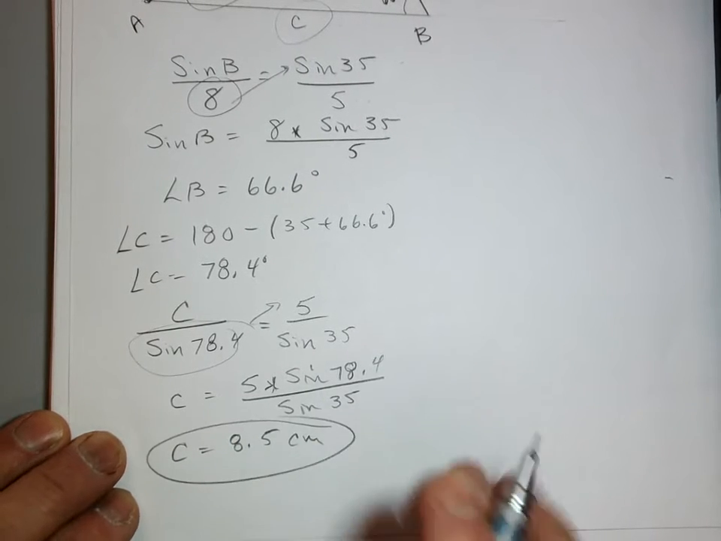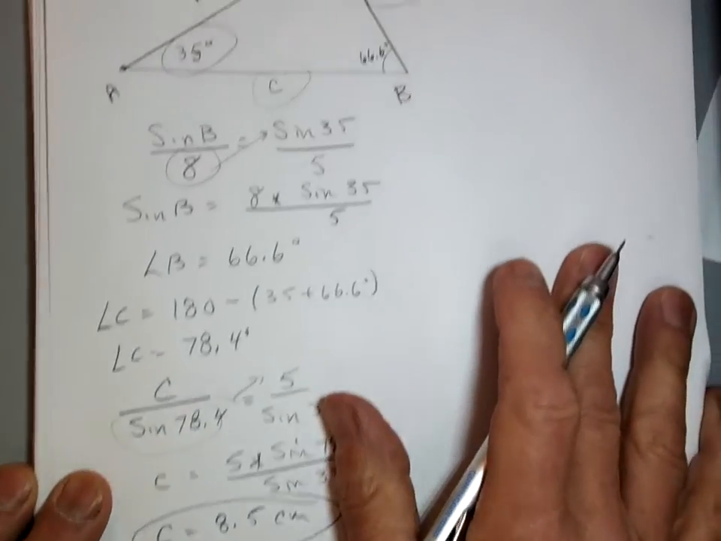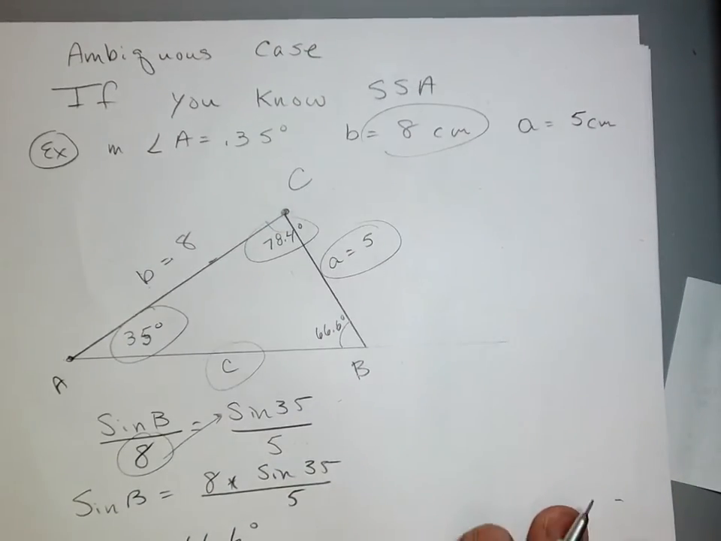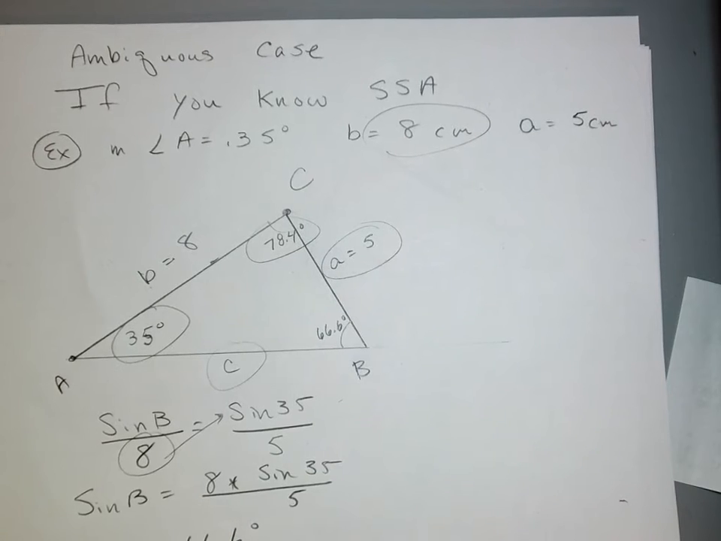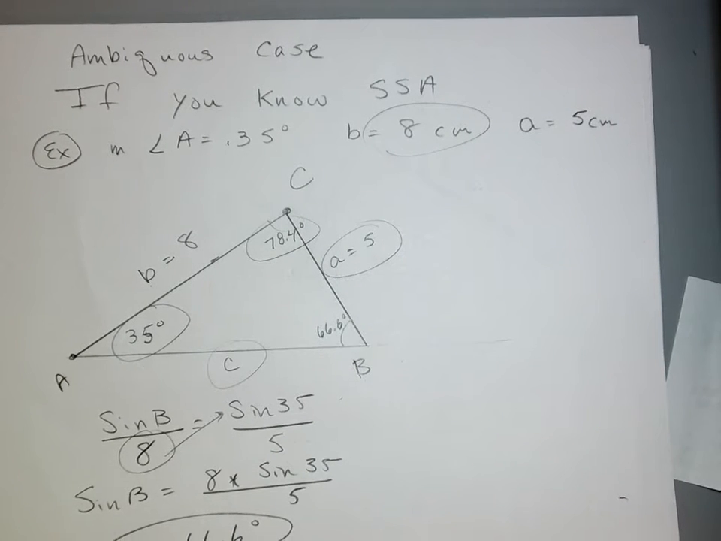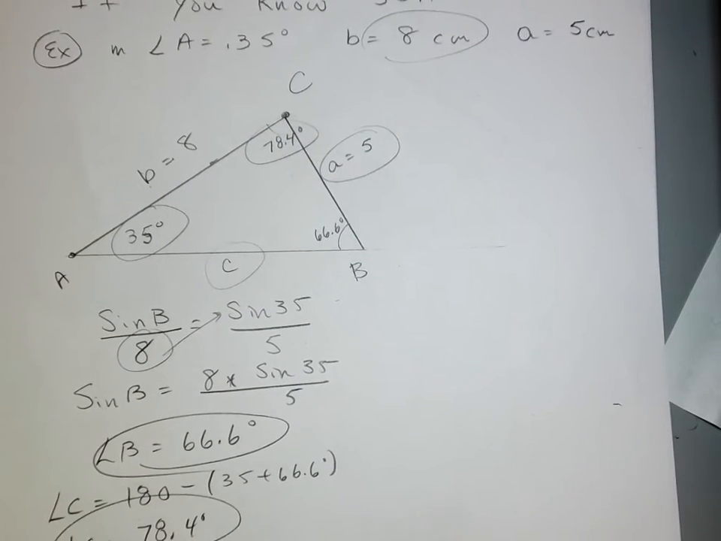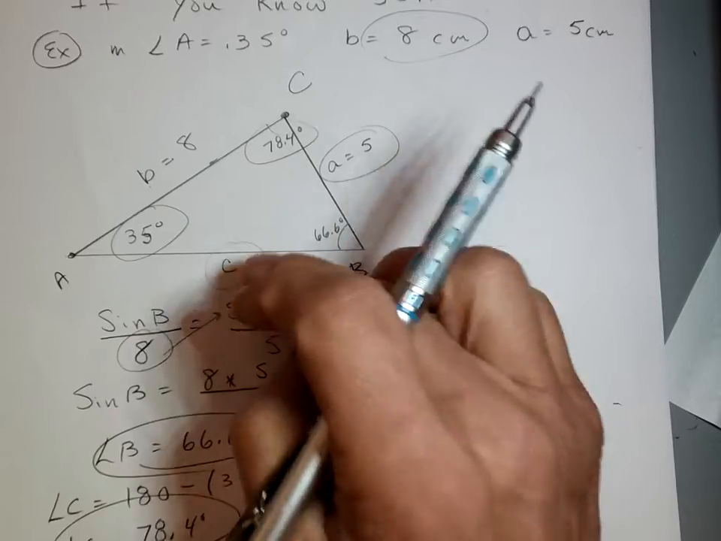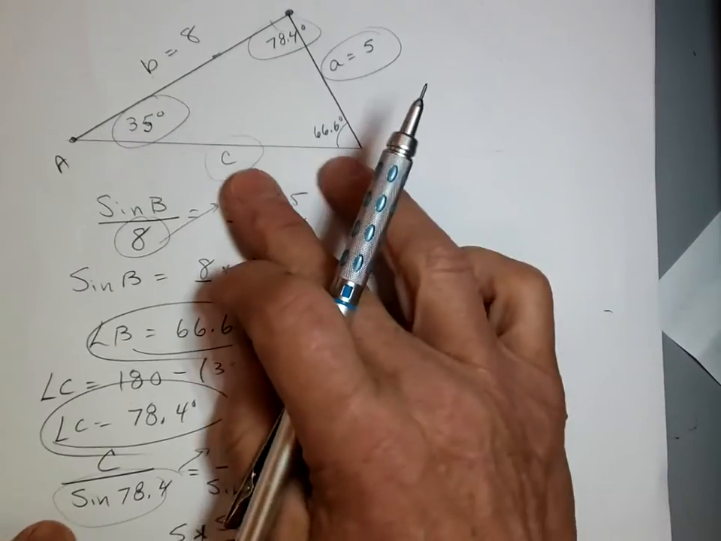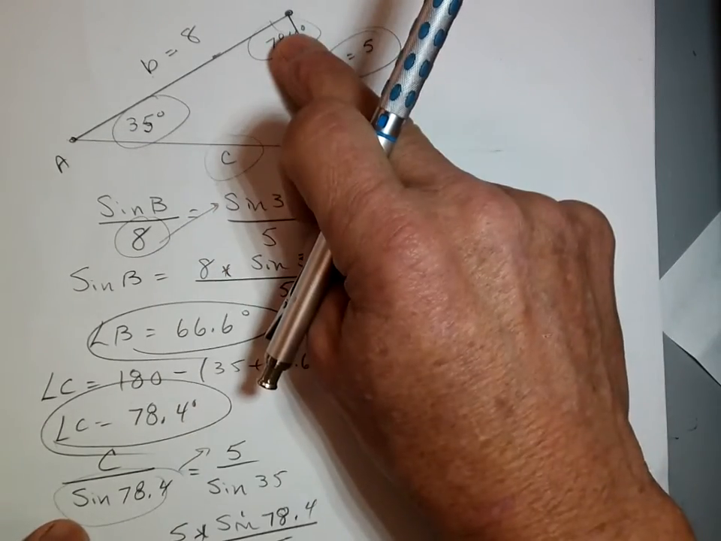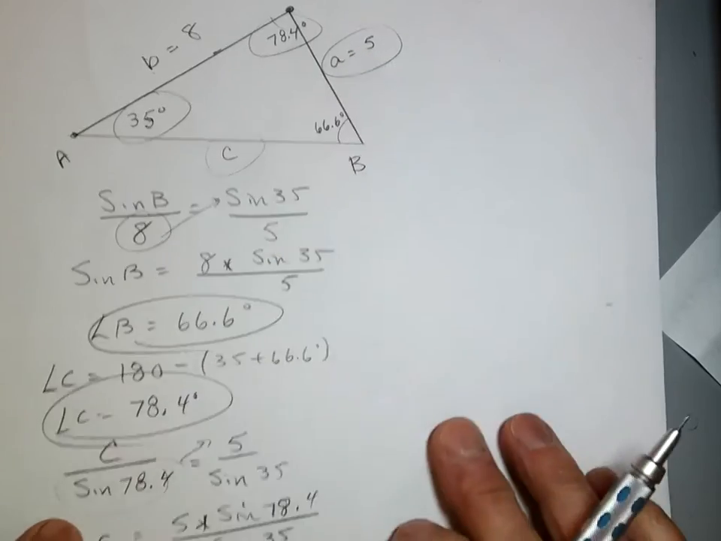Okay, so let's go back through what I did. I drew my triangle to scale. I set up my opposites. I was able to solve for angle B. I then, from 180 degrees, got the third angle, angle C. And then finally, I found side C by setting up the side over the sine of its opposite angle, and found little c.